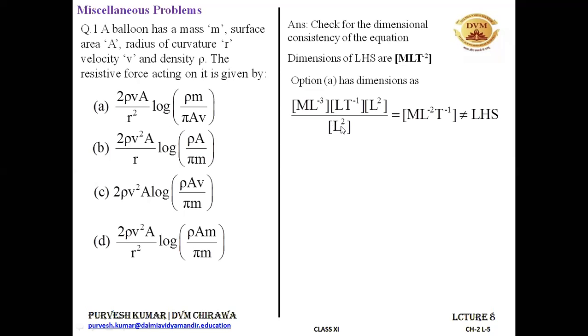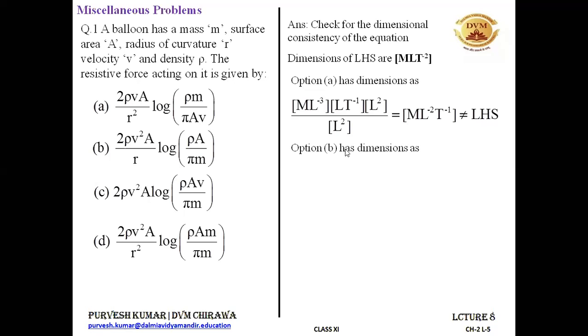This L square gets cancelled with the L square in the denominator, and this L, when multiplied by L to the power minus 3, gives L to the power minus 2. So finally, you get ML minus 2T minus 1. These dimensions are not equal to the dimensions of the LHS, so we can say that A is not the correct option. Also, we need to check the dimensions for option B, so let's go towards option B.